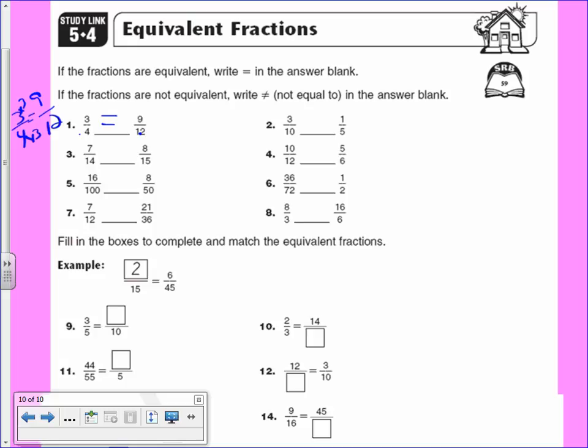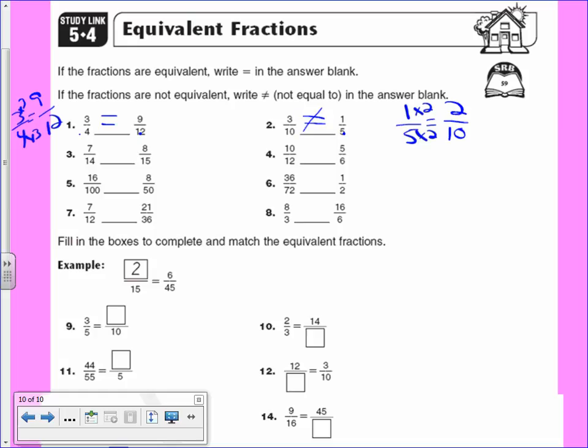Take a look at problem number 2 over here. We have 3/10 and we have 1/5. Well, we have to look at the denominators. The denominators are 10 and 5. What number can 10 and 5 both go into? They both go into 10. So that means I have to switch 1/5 into a fraction with 10 as the denominator. 5 times 2 equals 10. 1 times 2 equals 2. So 1/5 actually equals 2/10, which means 3/10 and 1/5 are not equal to each other.